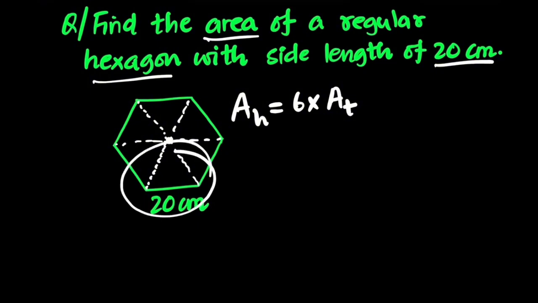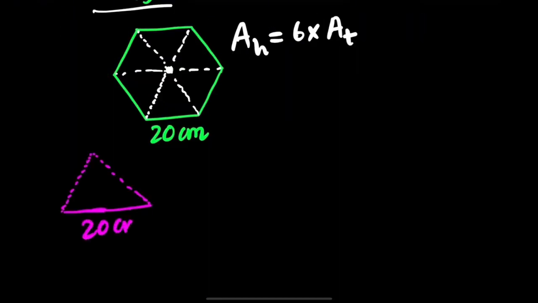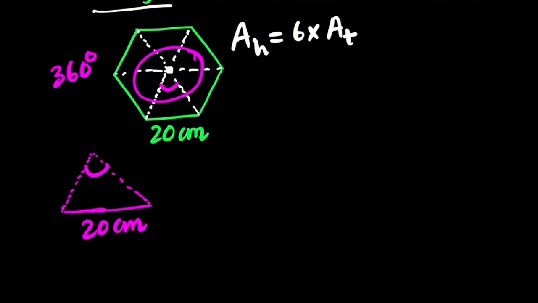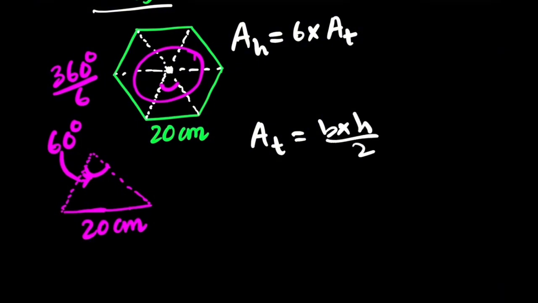Take out this triangle separately. The base of this triangle is 20 centimeter, and let's figure out the angle here. Since this hexagon forms a circle at the center, and a circle means 360 degrees, to find the angle of each triangle, divide by the total number of triangles, which is 6 in this case, which gives us 60 degrees. So the angle here is 60 degrees. We know the area of a triangle is given by base times height divided by 2. The base of this triangle is 20 centimeter, but the height of this triangle is not given. So let's denote it by h.